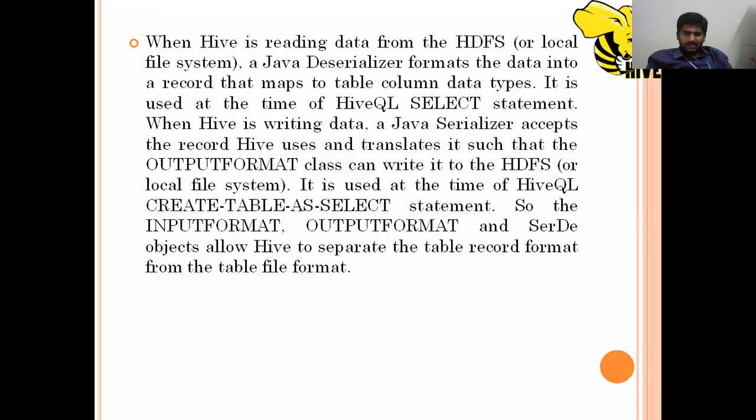So the input and output, that is, the serializable and deserializable objects, allow Hive to separate the table record format from the table file format. From table file format to record format, that conversion is going to happen. So that is the meaning of this.